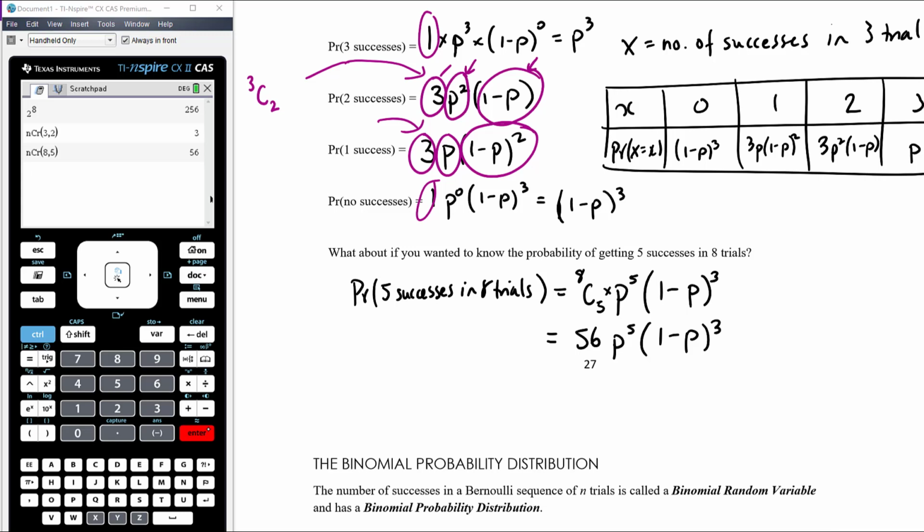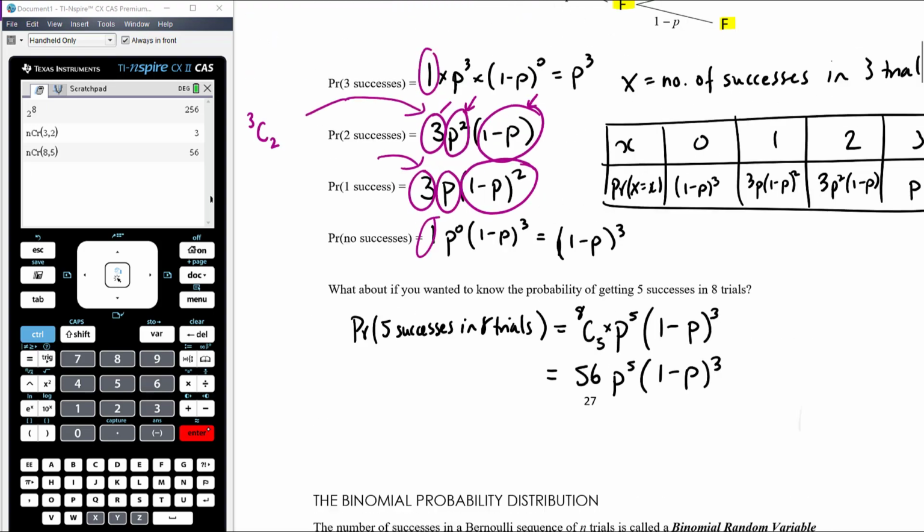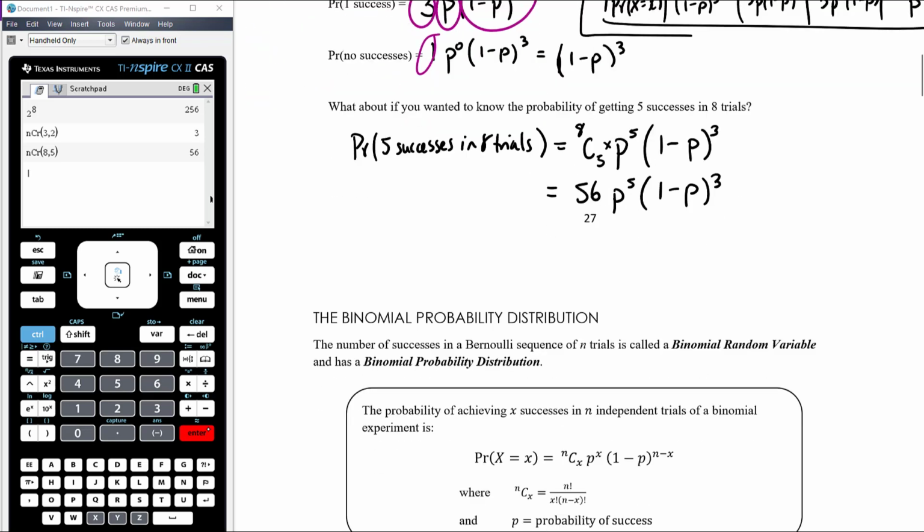So 5, and we tend to read that as 5 choose 8. I need to choose 5 positions out of the 8 to be, in this case, successes. Okay, so generally speaking then, what we get, and what I've created here from our Bernoulli sequence, is a binomial probability distribution, and it's an example of a discrete probability distribution.